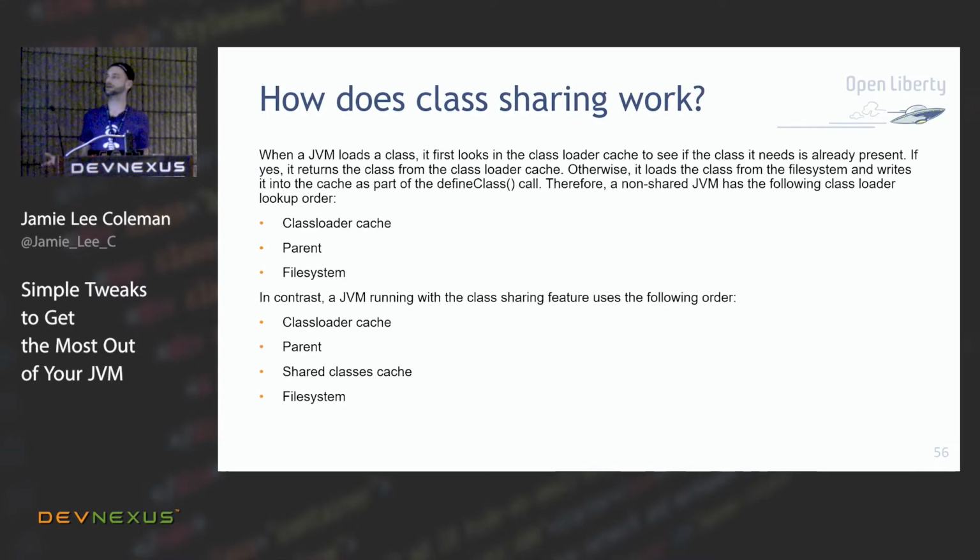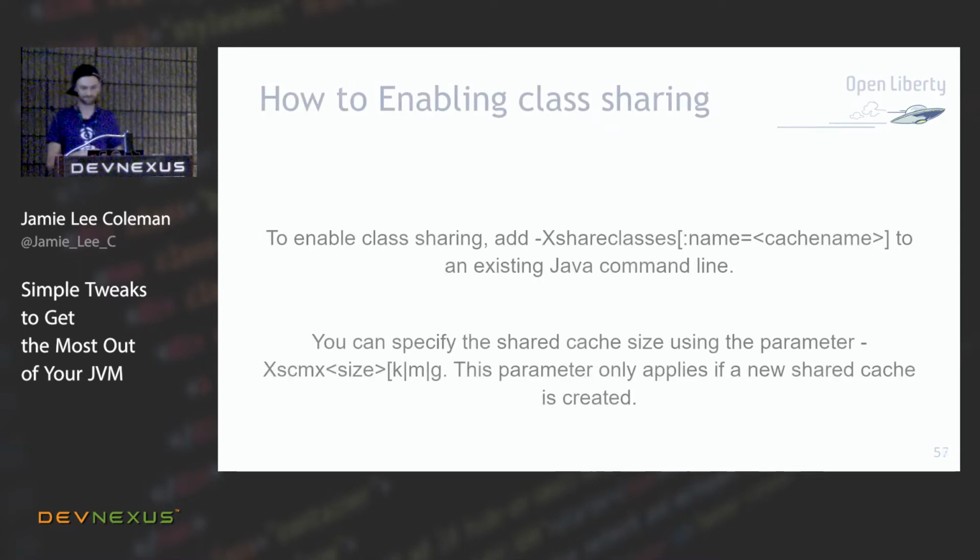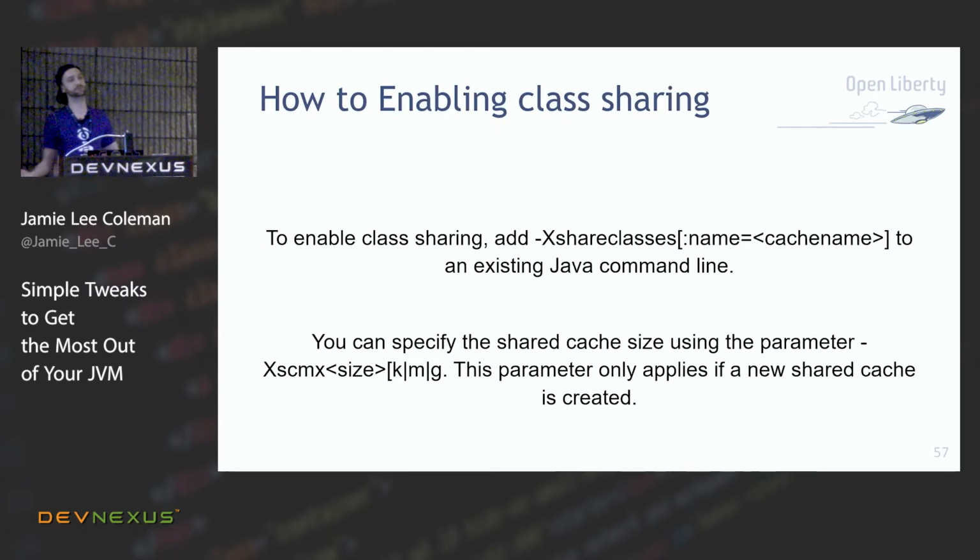So how does it work? Normally, when you boot up your application, the lookup order is class loader cache, parent, and then file system. In contrast, a JVM running this technology goes class loader cache, parent, then the shared class cache, and then the file system. So it has this extra step, but this extra step provides it with the classes it needs to boot up a lot quicker.